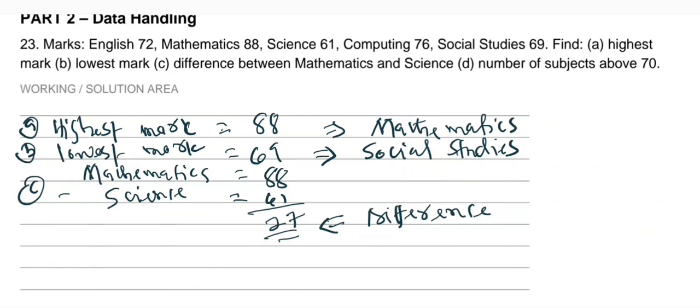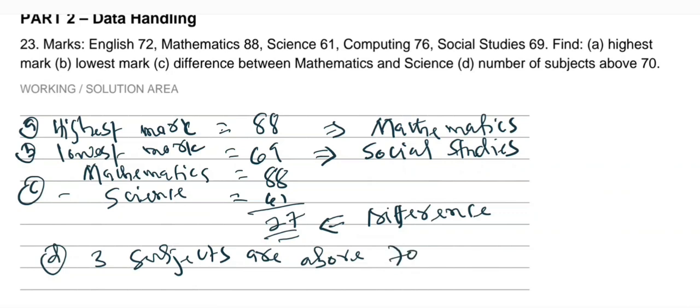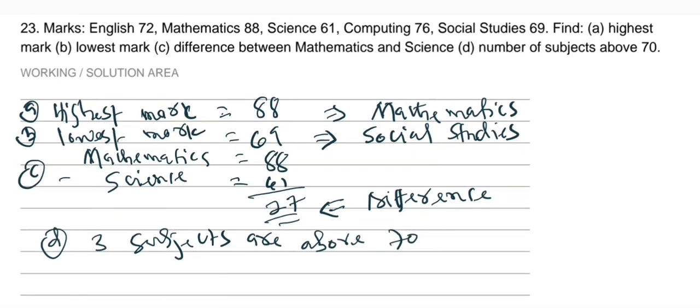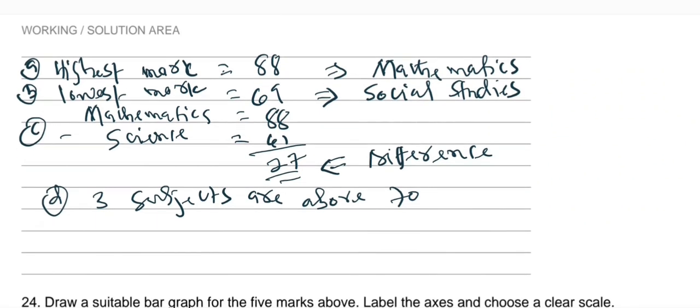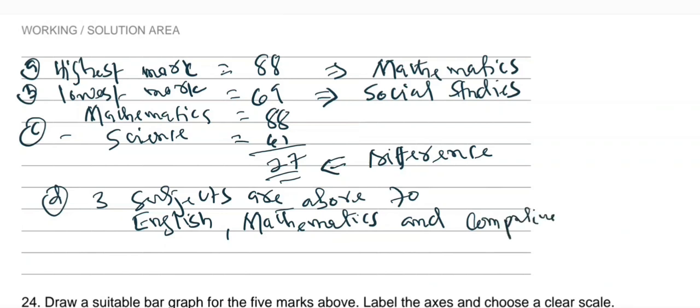Now, 3 subjects are above 70. And the subjects are what? English, mathematics, and computing. Do you understand?